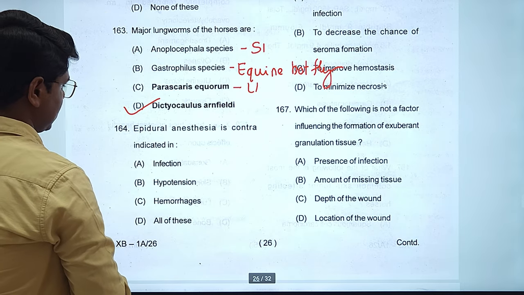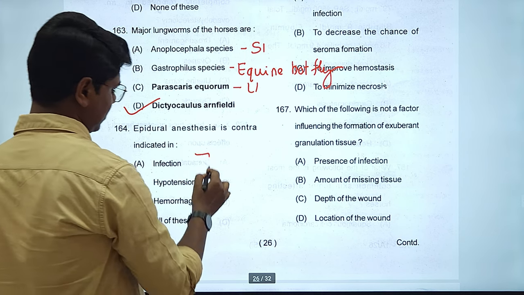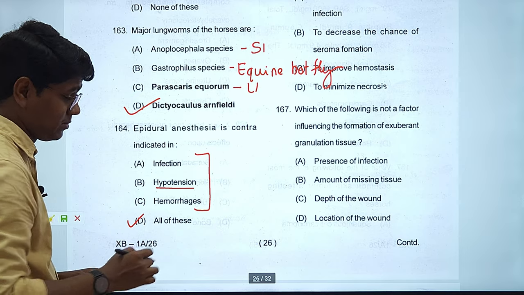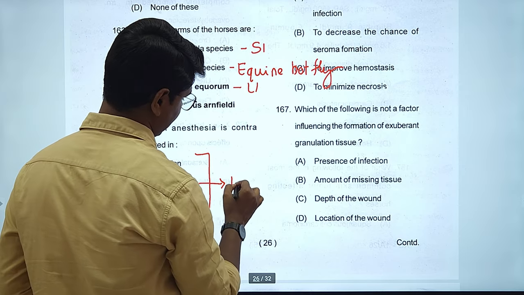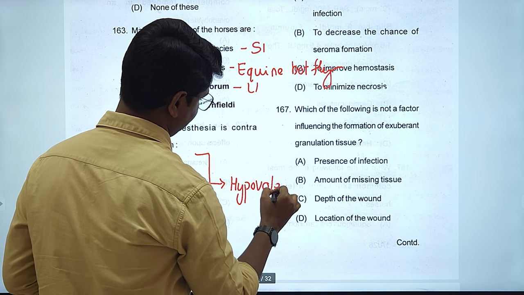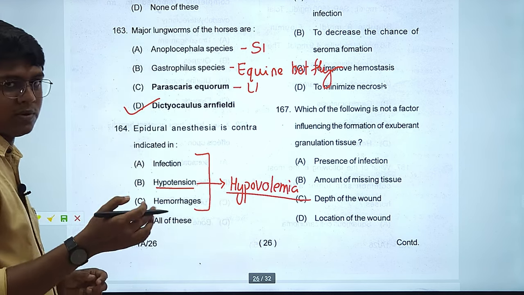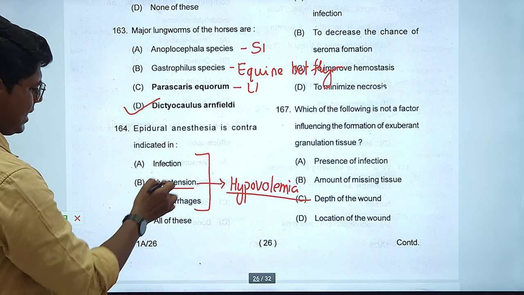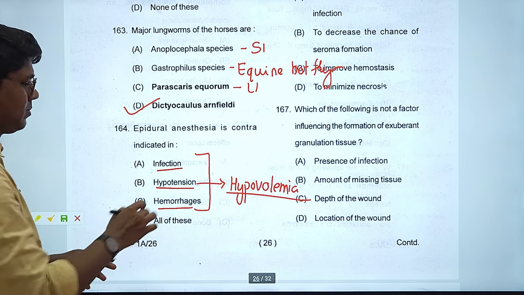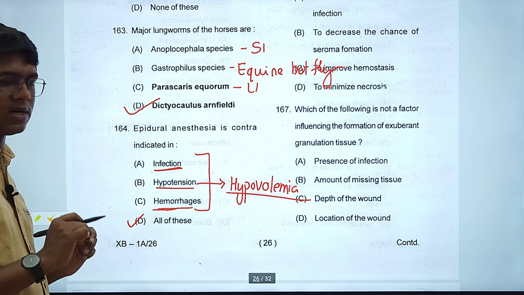Epidural anesthesia is contraindicated in. You see all of these, but the most appropriate is hypotension, especially due to hypovolemia. If the patient is having hypovolemia, do not go for epidural anesthesia. First correct this hypovolemia, then go for epidural anesthesia. Okay, and regarding infection and hemorrhage, it mostly signifies that if there is some spinal infection or spinal hemorrhage, stay out of epidural anesthesia.